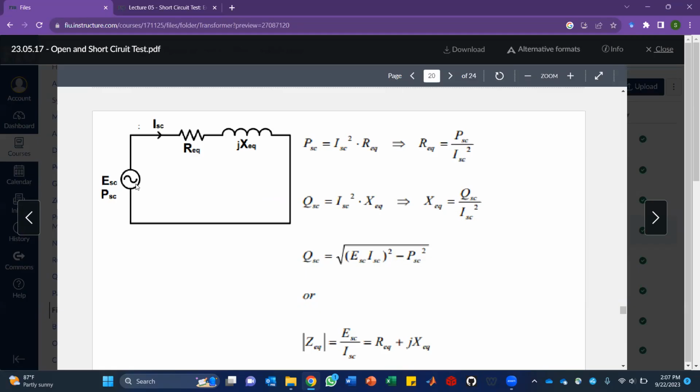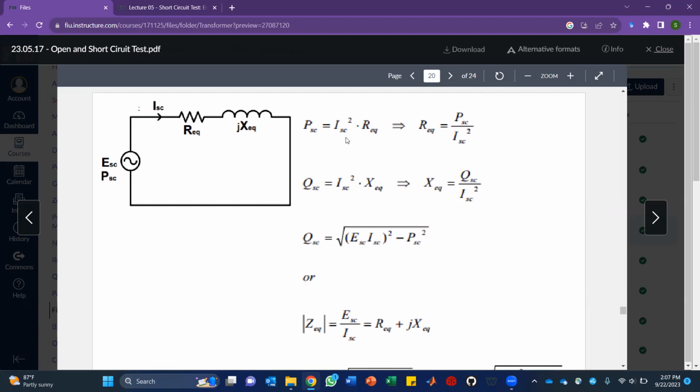We will supply a small amount of voltage just to see what the current is. Then we'll gradually increase the voltage so that we get the short circuit current equal to the rated current. Normally the amount of voltage is 10%, and no more than 10%, of the rated voltage. If we supply 10% of the rated voltage, we actually get the rated current. So these are the equations.